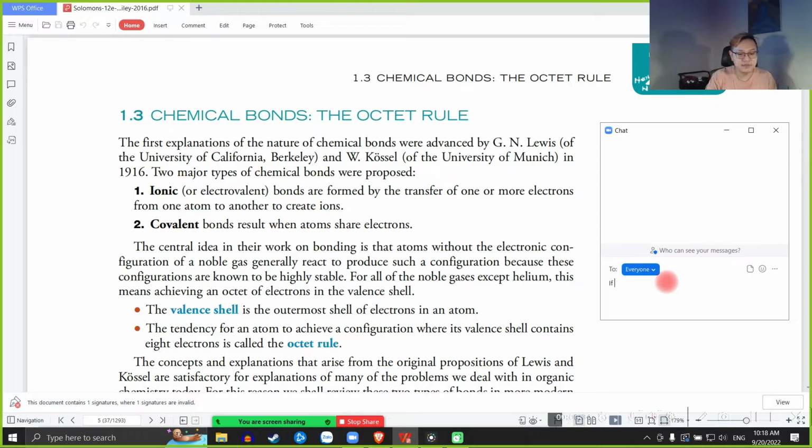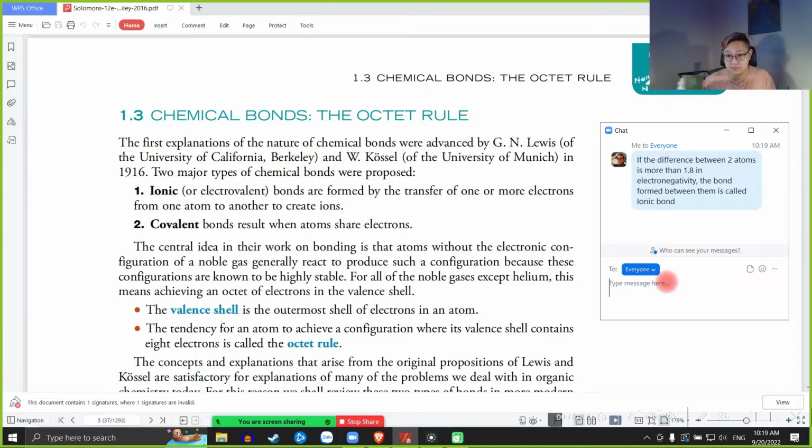Okay, so if you take the difference between the atoms, if the difference between two atoms is more than 1.8 in electronegativity, the bond formed between them is called an ionic bond. Do you know this one? Yeah, I know that. For example, sodium is 0.8 and chlorine is 3.5. So the difference is 2.7, which is much more than 1.8, so it's an ionic bond, isn't it?